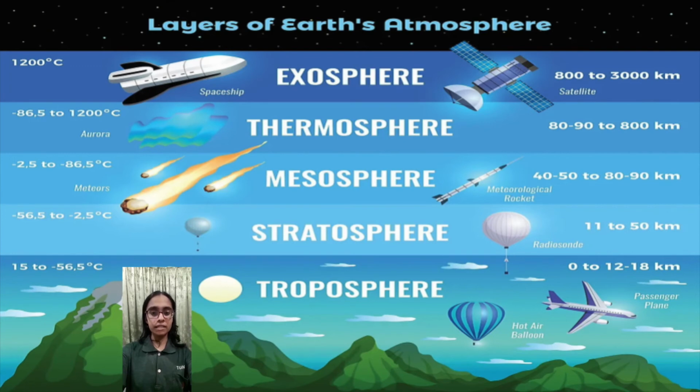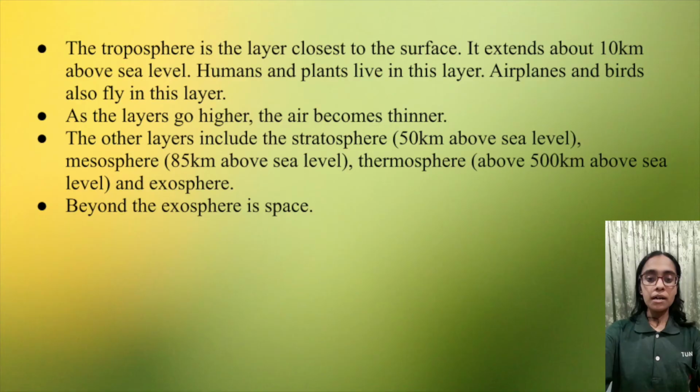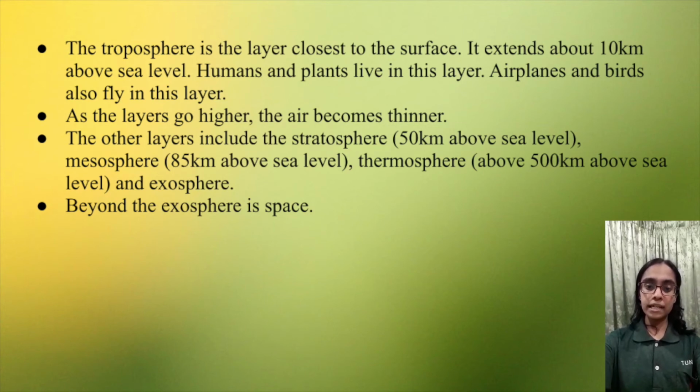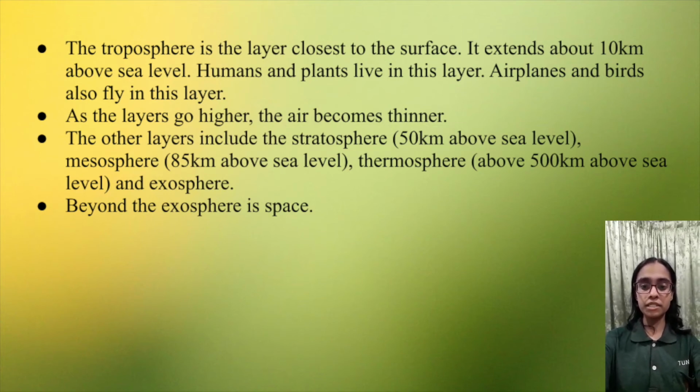This slide illustrates the layers of the atmosphere, including the range of temperature in each layer. The troposphere is the layer closest to the surface. It extends about 10 kilometers above sea level. Humans and plants live in this layer. Airplanes and birds also fly in this layer. As the layers go higher, the air becomes thinner.